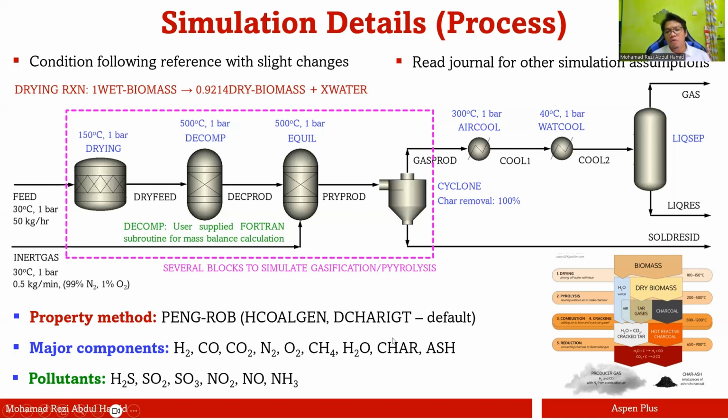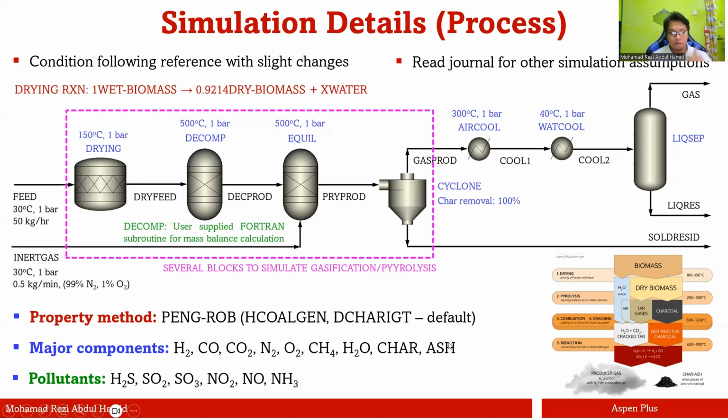We're going to produce char. For char, we will assume that it consists of solid carbon. So these are solid. You also have ash, because when you burn something, you will produce ash. So char plus ash will be available under solid residue, and they will have their own composition as a function of temperature.